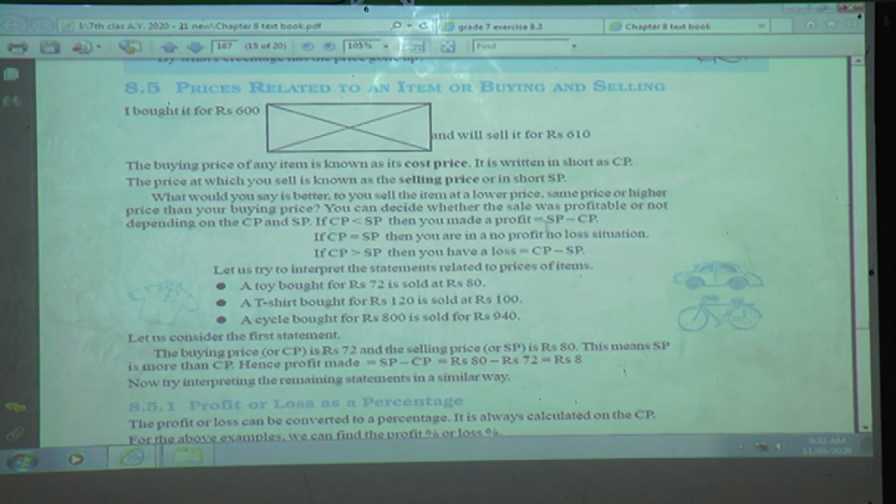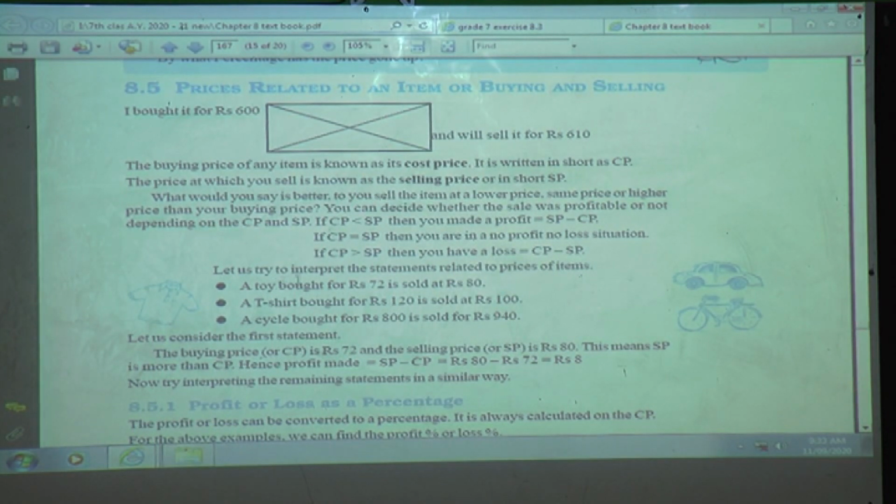We get a profit when the selling price is greater. Now if CP is equal to SP, there is no loss and no profit, so you are in a no profit, no loss situation. If CP is greater than SP, then you have a loss. So what is the formula of a loss? Loss is equal to CP minus SP, that is cost price minus selling price.